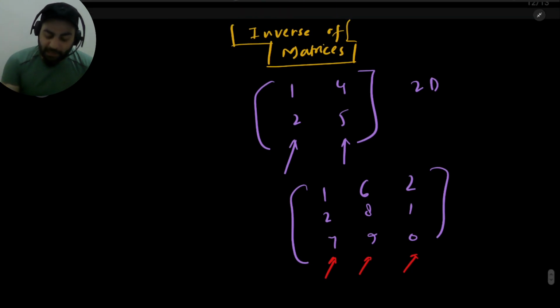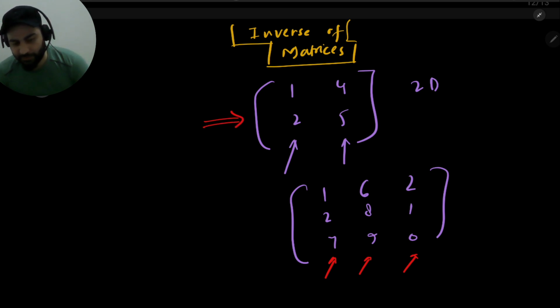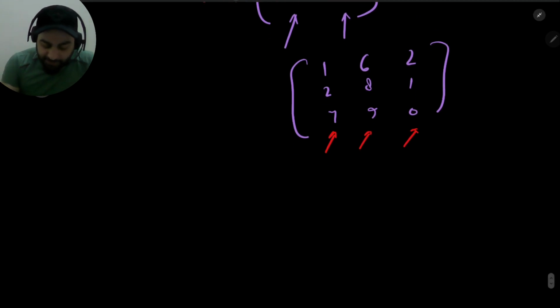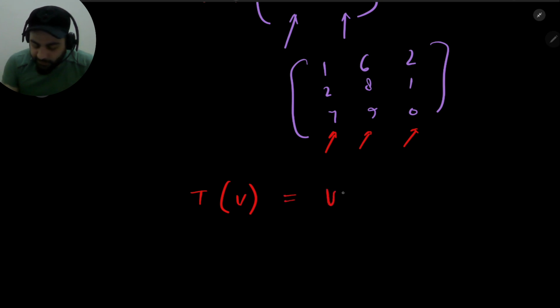What I want now is, for example, if I applied this transformation onto a space, can I undo this transformation? Let's suppose I applied transformation T onto some vector space, let's call that V. I got some TV, let's suppose V transformed, or V dash. Now I want to take this V dash and apply some transformation T inverse so that I get the V back.